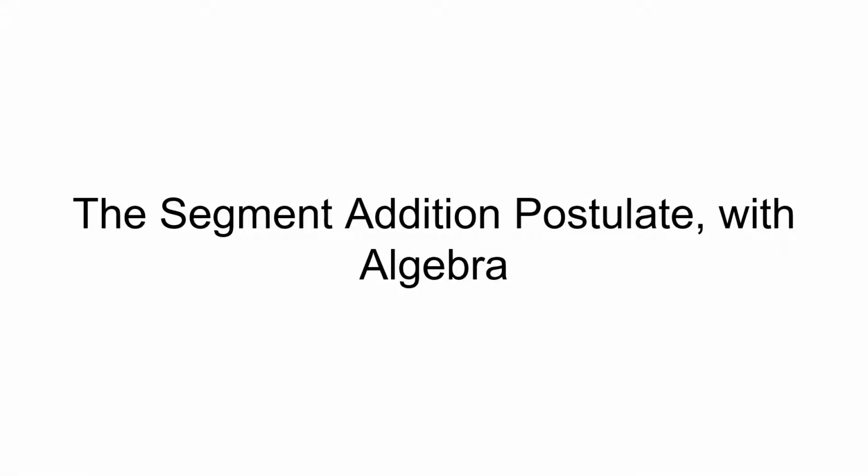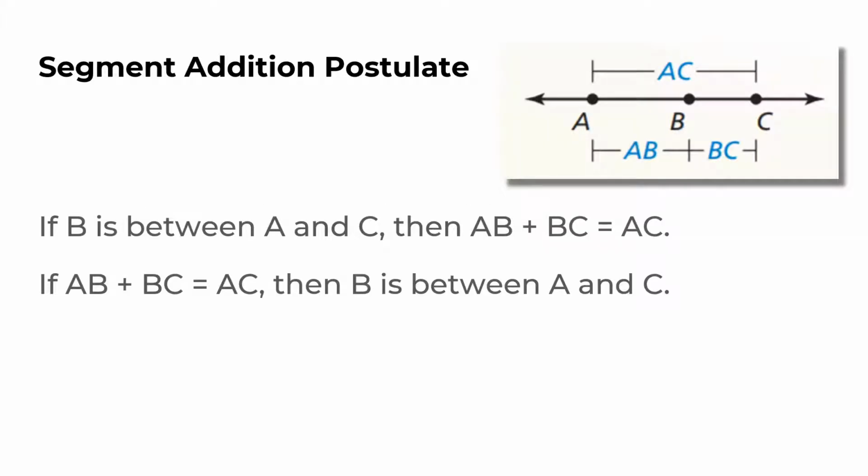In this short video, I'm going to show you how to solve a problem involving the segment addition postulate and some algebra. But before we get into that algebra problem, we need to make sure we understand what the segment addition postulate is. Basically, what it's stating is if we have a point that is in between two other points, as we have here, B is in between A and C, then the distance from A to B plus the distance from B to C has to equal the distance from A to C.